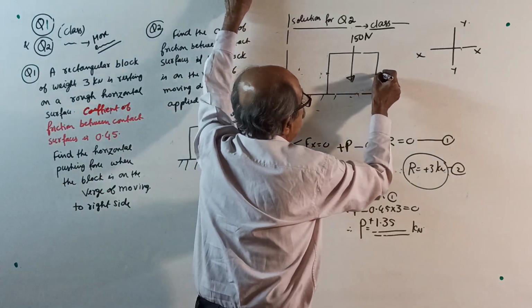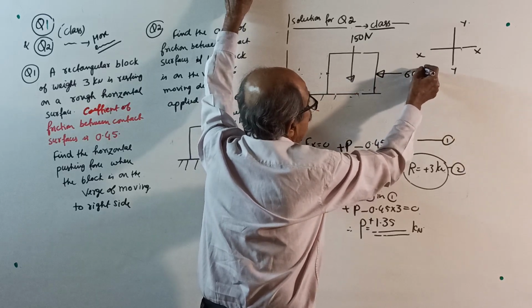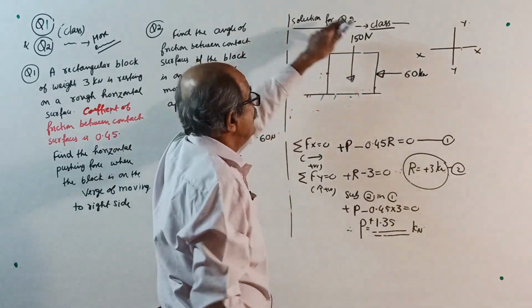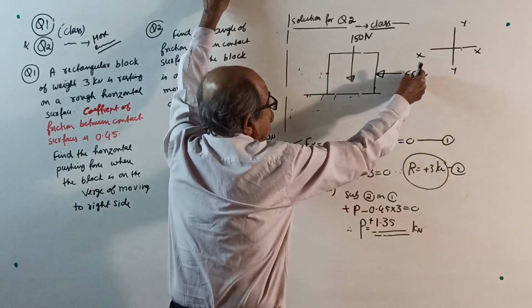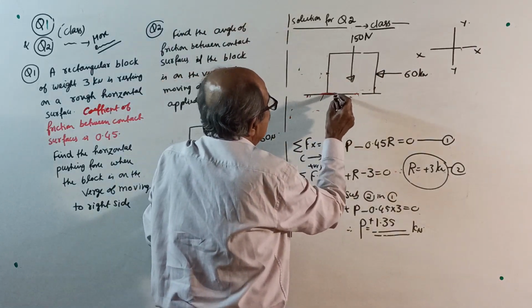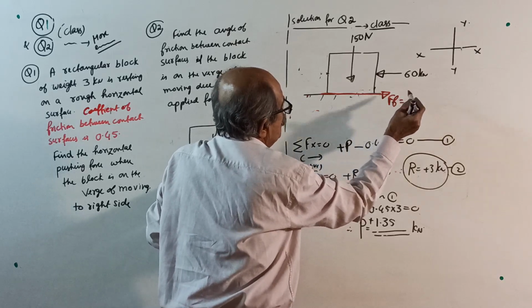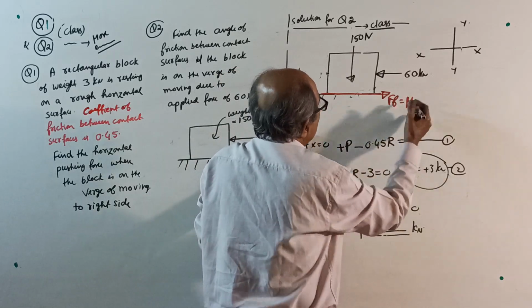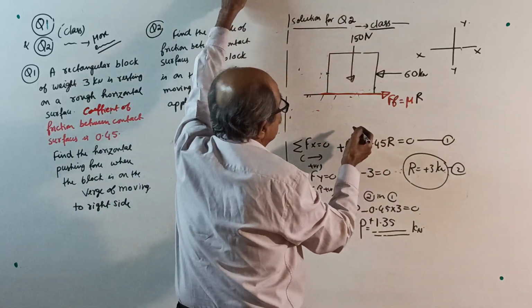Now also P is a pushing force only, but this time P is pushing to the left side. Somebody is applying P of 60 Newton. Since it is trying to move this way, the frictional force will be like this. This is the frictional force, Ff equal to mu into normal reaction R.